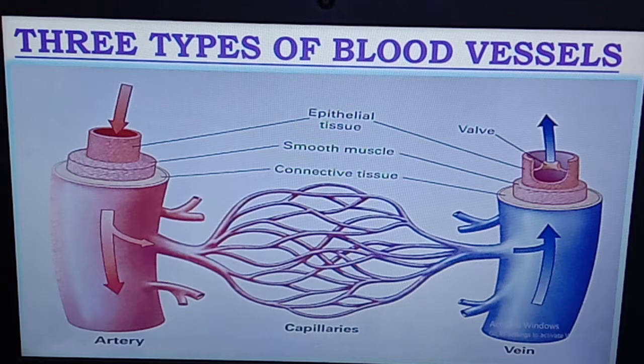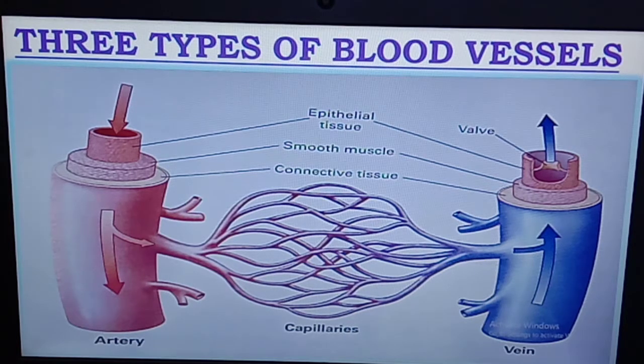Most veins contain valves, as you can see here. Why is that so? Because valves allow blood to flow only toward the heart, or these valves prevent blood from flowing backward or from flowing in the wrong direction.